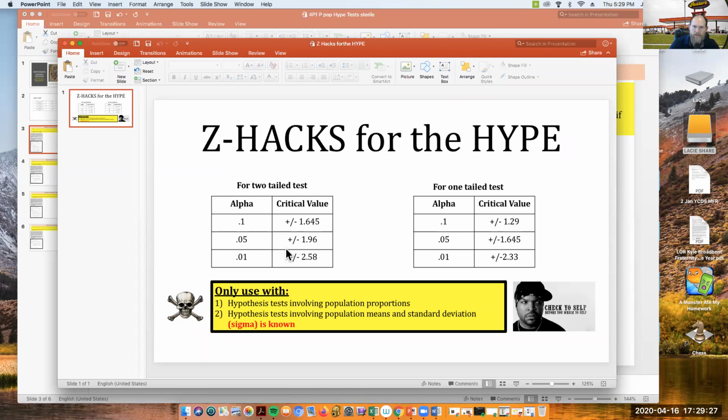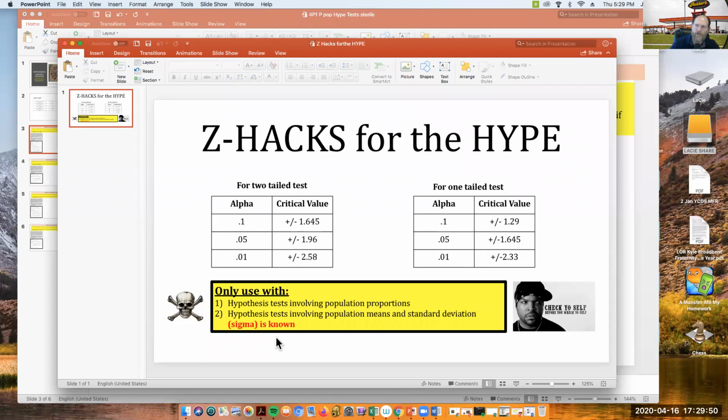Okay? So remember that before we go back to our other slide, and I'll show you where those values go and what we're going to do with those. Now, always, in the spirit of Ice Cube, we want to check ourselves before something bad happens. We've got to remember we only use these tables under 2 conditions.